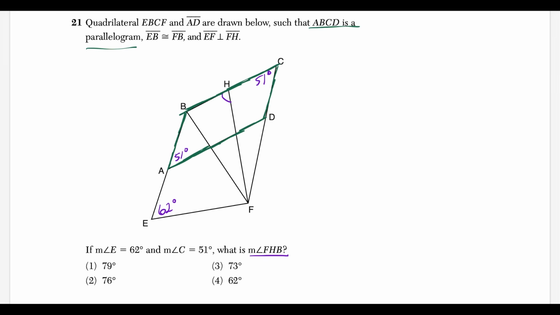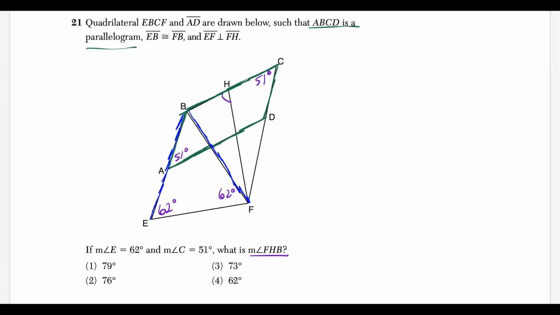We're also told here that EB is congruent to FB. So that's this segment here is congruent to this segment. So in this triangle, EFB, this is isosceles. So if this angle is 62, then this angle here, EFB, would also be 62 degrees.